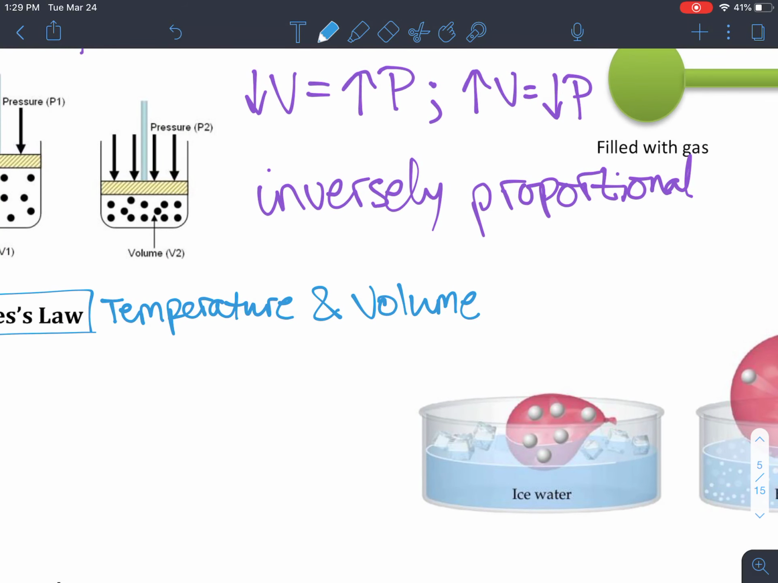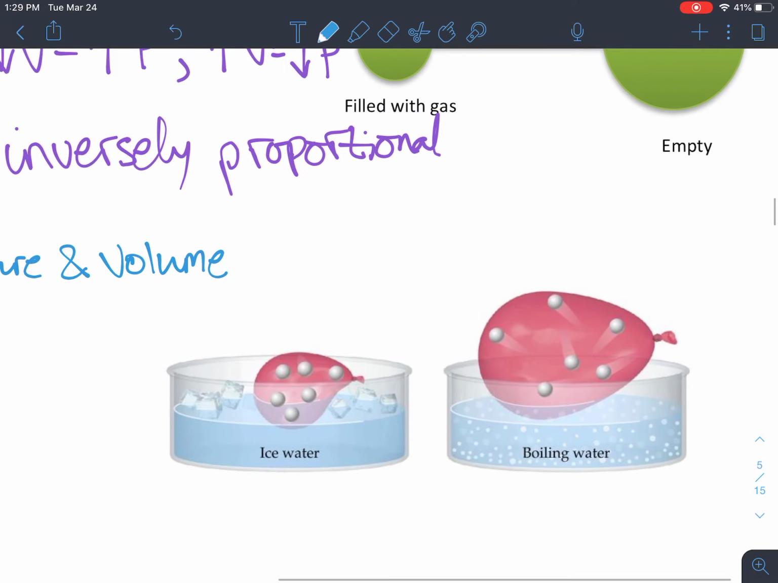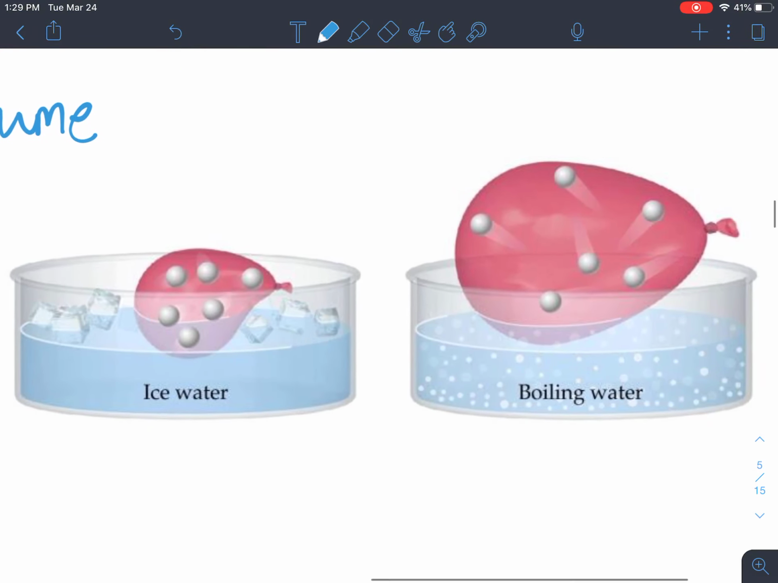So he studied what happens to the size of something if we heat it up, and what happens to the size of a gas if we cool it off. So we're going to take a look at this picture here. And you can see that the balloon in the ice water is a lot more deflated. It appears as if it's deflated.